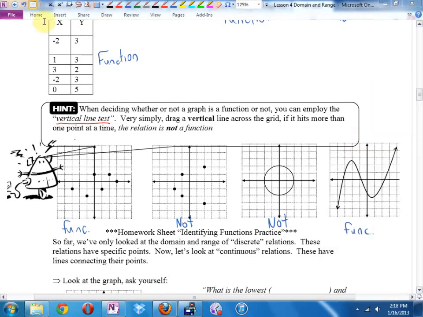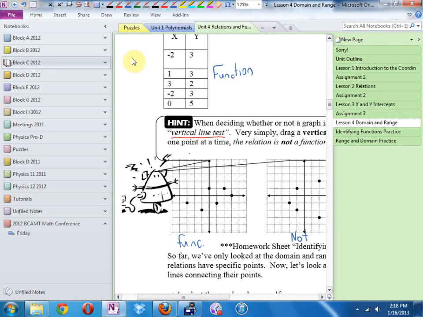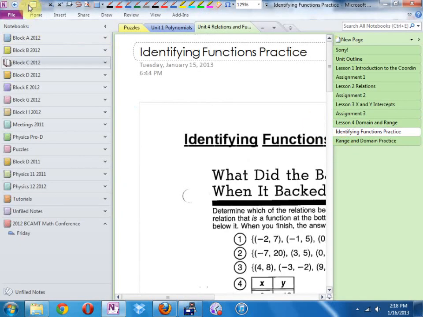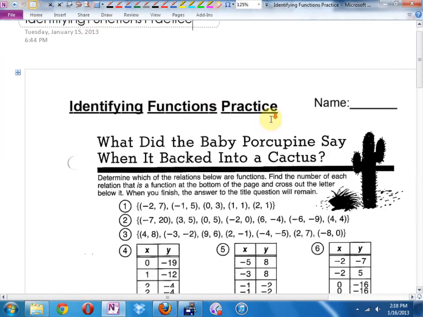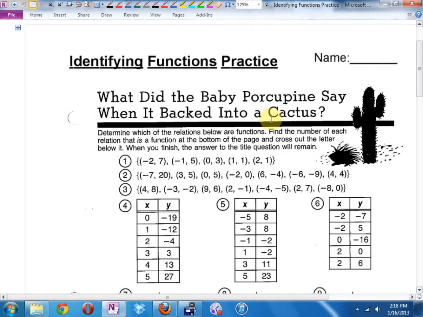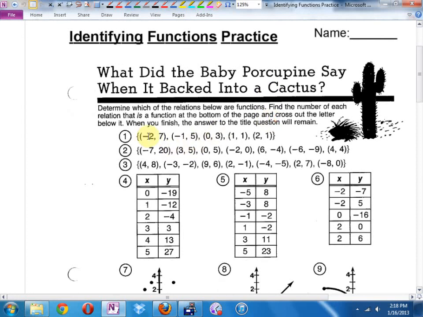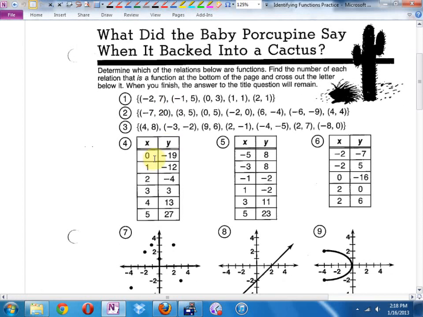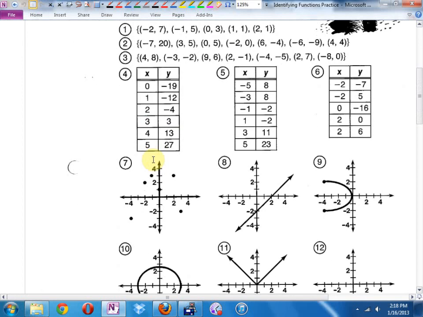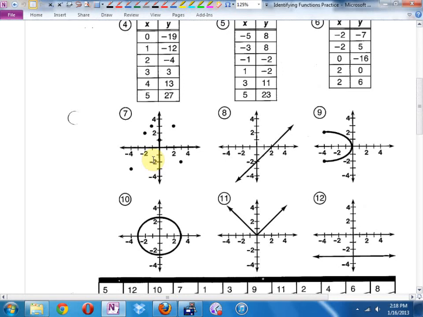We'll take a look at the sheet. Yeah, it's one of those lame joke sheets again. I called it identifying functions practice. It's got a front and a back. You have to figure out function or not. Now, when they give you points, what you're looking for is there an x coordinate that appears twice with two different y coordinates? Then it's not a function. When they give you a table, is there an x coordinate that appears twice with two different y coordinates? When they give you a graph, use the vertical line test.